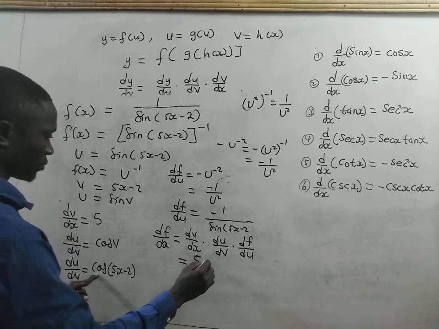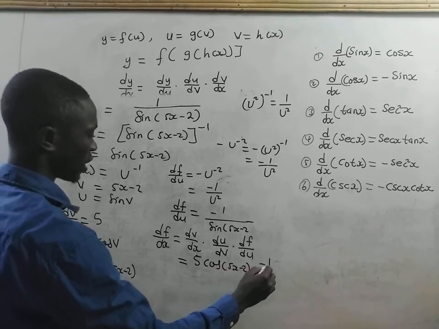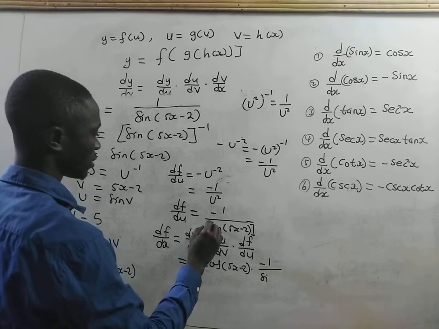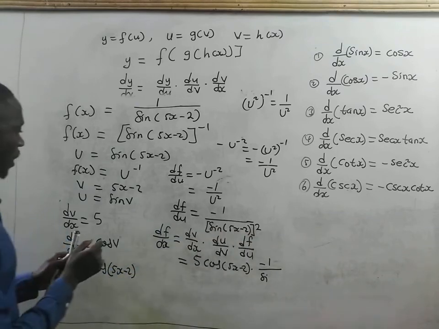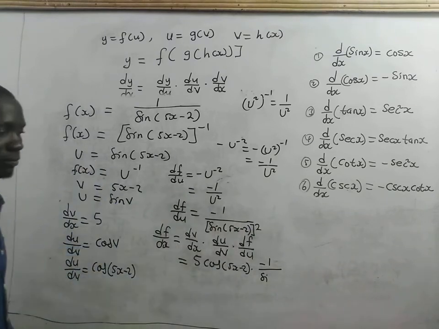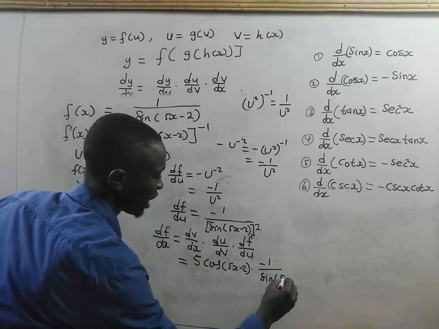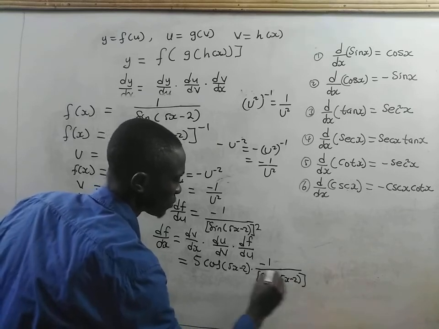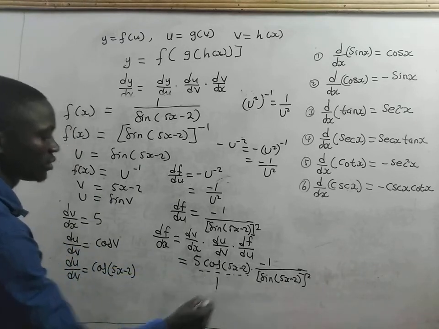And this is the same as 5 times cosine of 5x minus 2 times negative 1 on, yeah, I didn't bring the square. Yes, we have u squared, and the whole of this is u, so we put the whole of this in bracket, then bring the square at the top. Very simple as that. So sine of 5x minus 2, all squared. So remember, the whole of this is over 1.